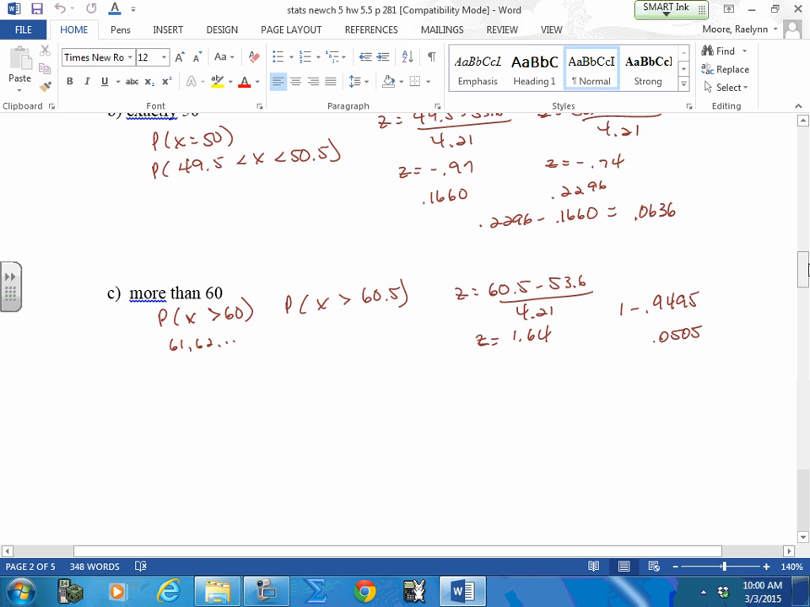More than 60, be careful. You can't use 60. I have to have more than 60. So I have to start with 61, 62, take your low end and drop it 0.5. That's where the 60.5 comes from. I find this really helpful to write it out first, because then it's almost like without thinking. Drop the low end 0.5, raise the high end 0.5. So you put this in, and don't forget to 1 minus that area, because that area is small.